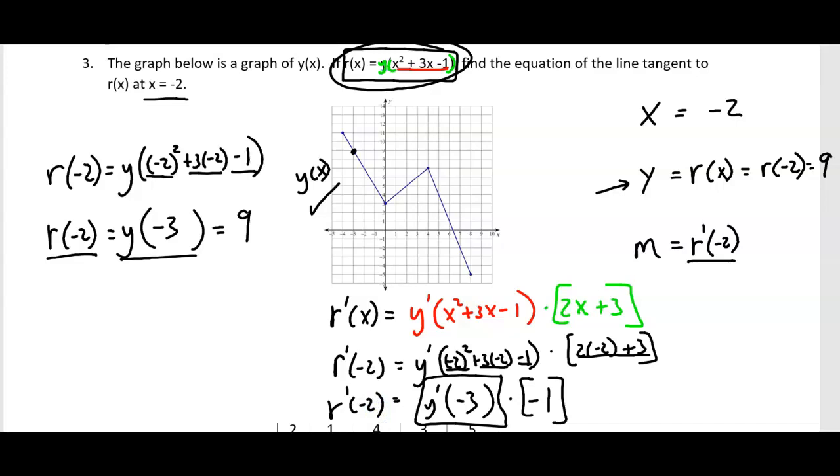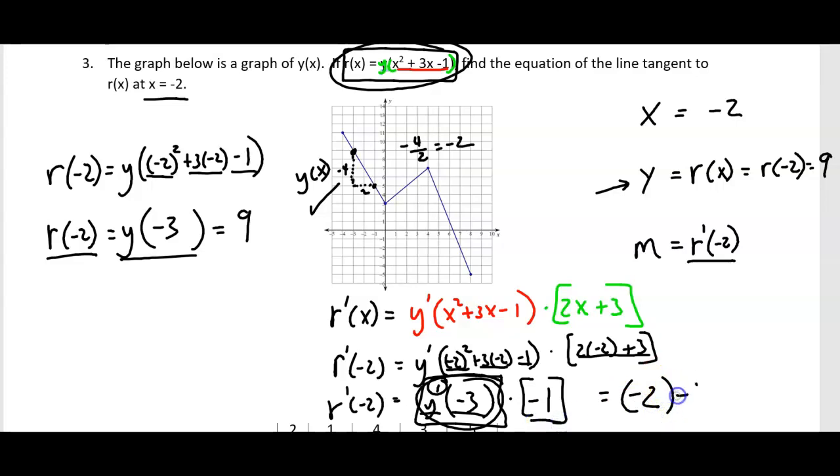So what this means is I want to know what the slope of the y graph is at x equals negative 3. So what's the slope of this line? Because that's where x equals negative 3 is at. What's the slope of that line? Well, pick 2 points on that line and just find your rise and run. It's going down 4 and over 2. So rise over run is negative 4 over 2, which is negative 2. So that would be my slope. So the slope of y at negative 3 is negative 2.